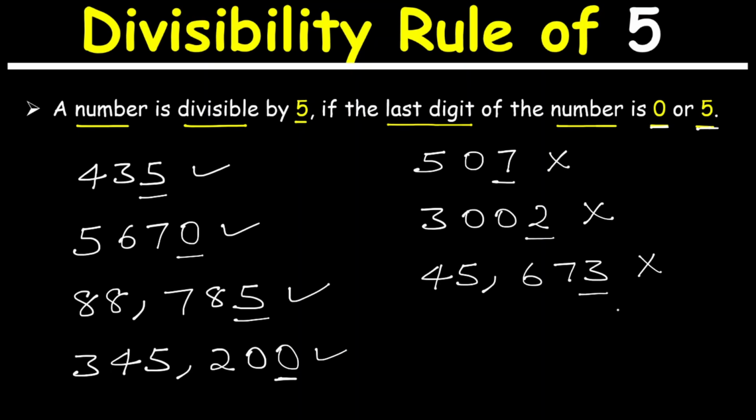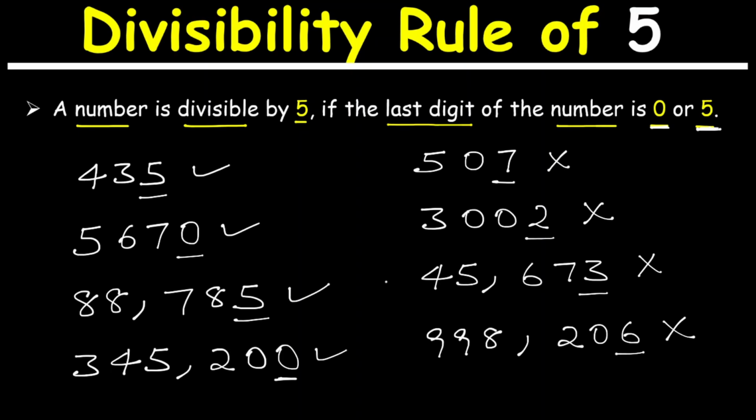And for a number to be divisible by 5, the last digit of the number must be either 0 or 5. Is the number 998,206 divisible by 5? No, because the last digit of the number is 6, which is neither 0 nor 5.